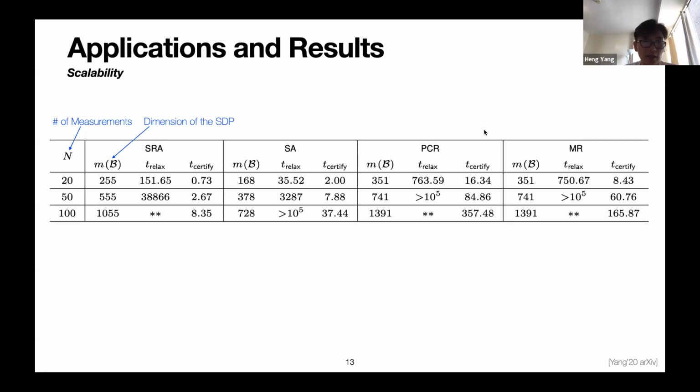So in this table here, I showed that n is the number of measurements for each of the previous problems that I talked about, and m is the dimension of the SDP, and t_relax is the time that's used to solve the SDP directly, for example, using MOSEK, which is a commercial state-of-the-art IP solver for solving SDPs. And t_certify is the time that's needed to perform certification. So basically, I run GNC first, and then I try to certify the solution of GNC.